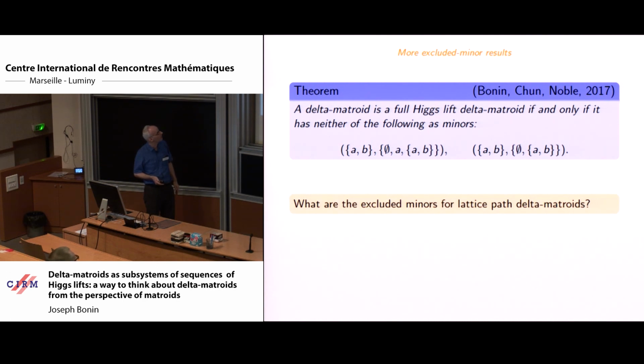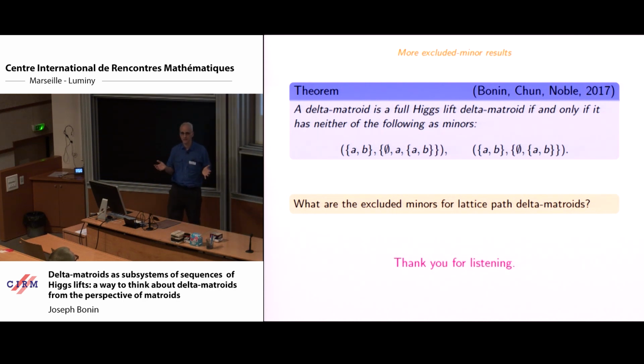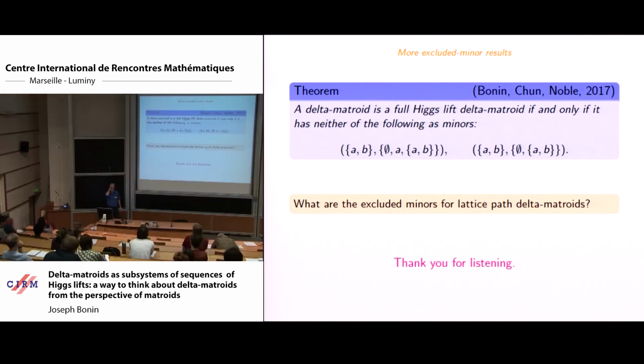And let me just end with saying, so I've talked about this very nice example, right? These lattice path delta-matroids. Hopefully that inspires you to think about that example and develop more. I've talked about excluded minors, but I haven't connected the two. I do know that there are infinitely many excluded minors for these lattice path delta-matroids. Finding the complete list looks hard, but it also looks like an interesting problem. So I just mentioned that as an open problem.